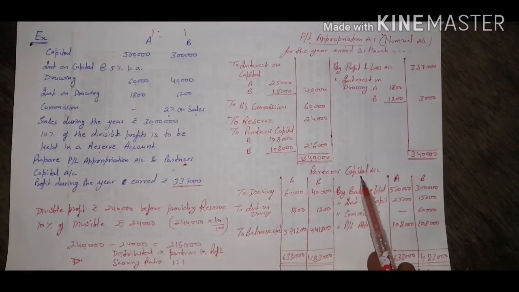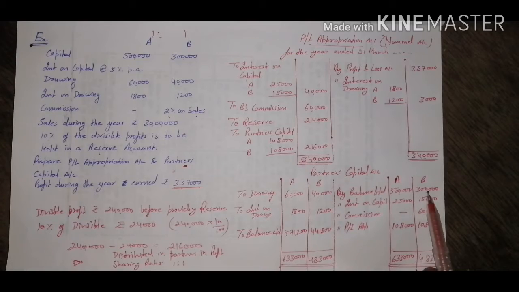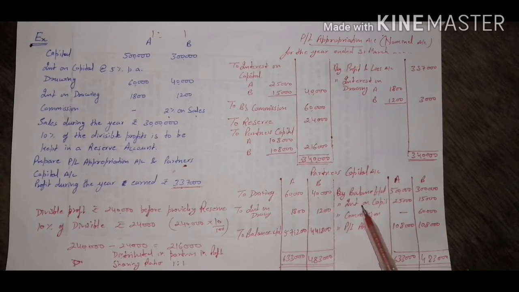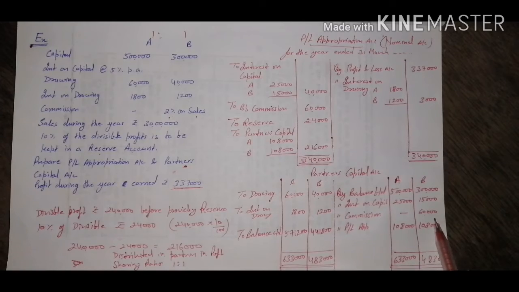Now the partners' capital account always shows a credit balance. A's capital and B's capital are 5 lakh and 3 lakh. Interest on capital and commission provided to partners will increase capital. So the capital increase is recorded on the credit side, 25,000 and 15,000. B's commission is rupees 60,000. Profit increases partners' capital, recorded on the credit side.